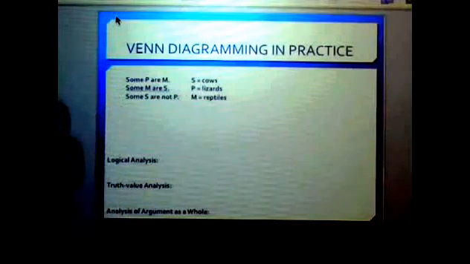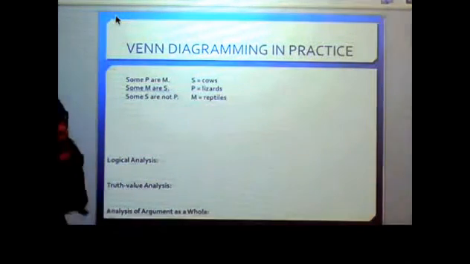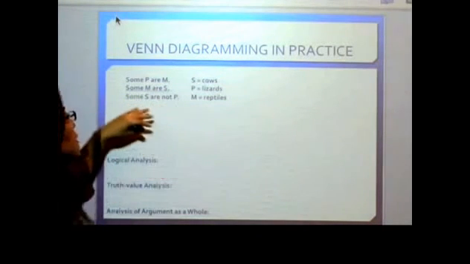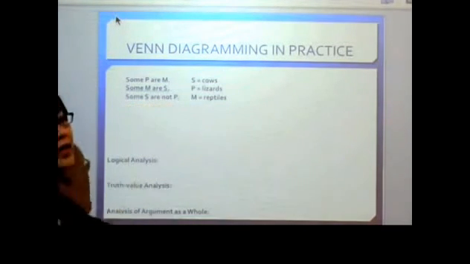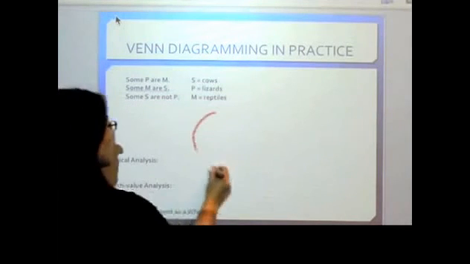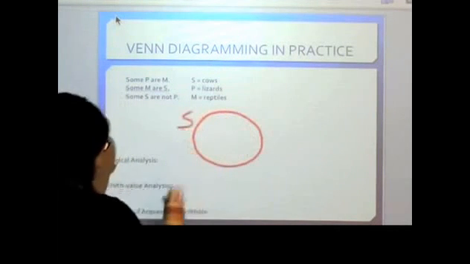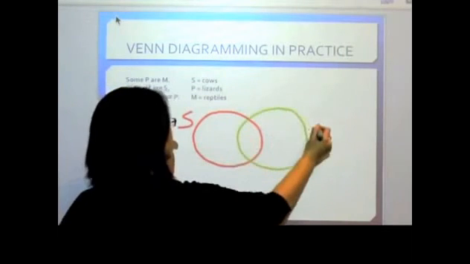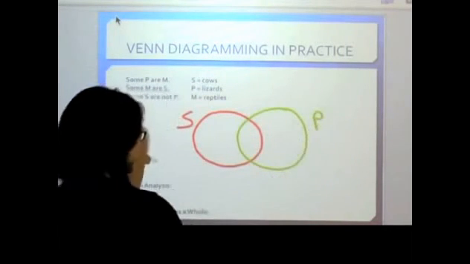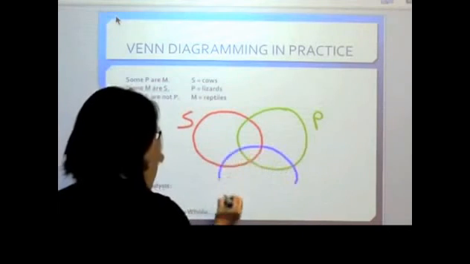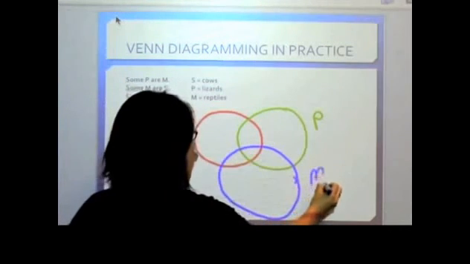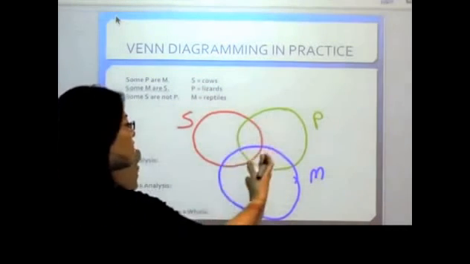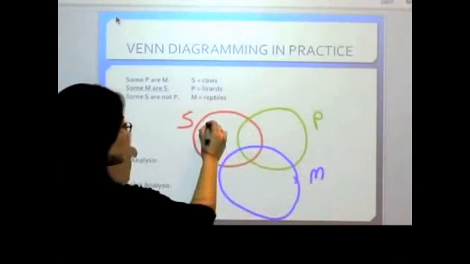Here we have an example where the major premise is some P are M, the minor premise is some M are S, and the conclusion is some S are not P. Again, we're going to draw three interlocking circles, and I'm going to identify what the areas represent.